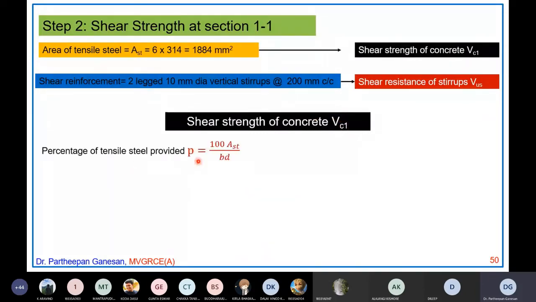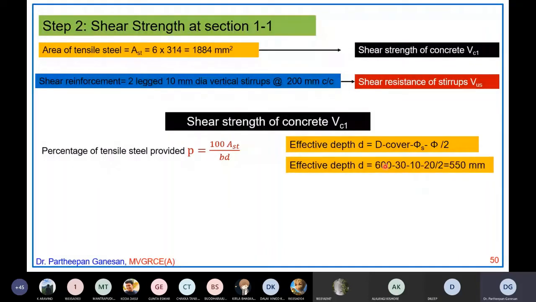Percentage of tensile steel provided is 100 AST by BD. AST is this much. B and D are given in the problem. The small d is not given. Your overall depth was given as 600 mm, right? So the effective depth you can find out. Effective depth is equal to overall depth minus clear cover minus dia of the stirrups minus half of the main reinforcement diameter, which I have explained to you numerous times. So I'm not repeating here.